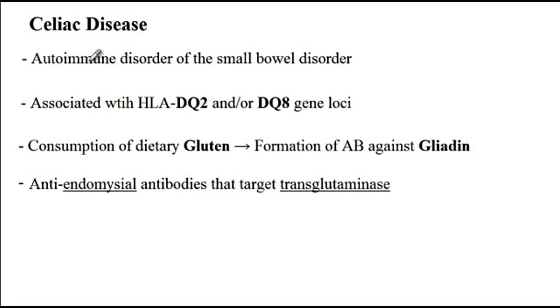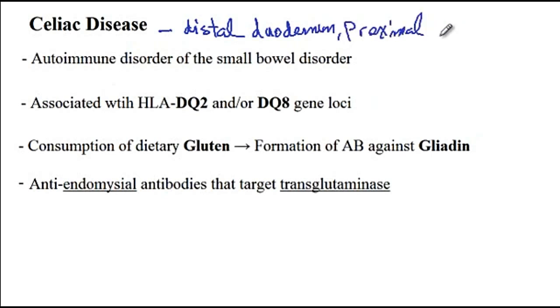Celiac disease is an autoimmune disorder of the small bowel that affects the distal duodenum or the proximal jejunum, and generally with the consumption of bread and cereals, these patients are presenting with relapsing diarrhea. This type of disease has been associated with the human leukocyte antigen DQ2 and DQ8. The presence of these gene loci puts an individual at increased genetic susceptibility for celiac disease.